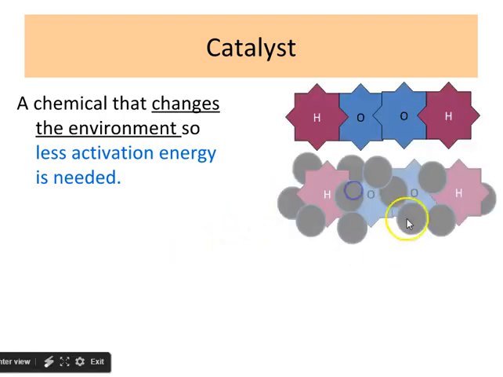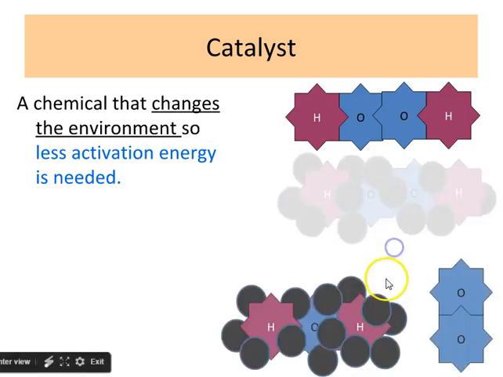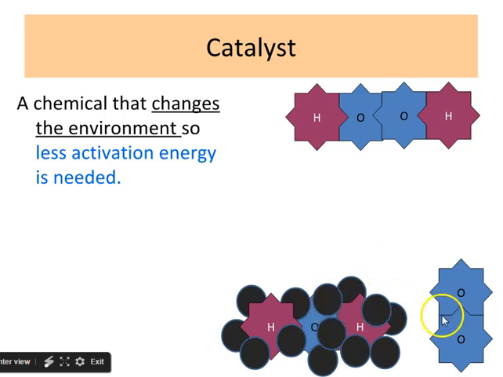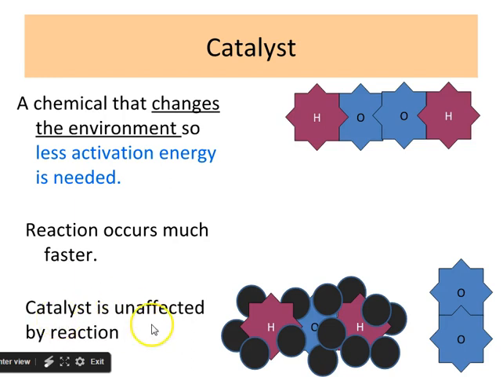Okay, we have a little picture here to show this. This is your molecule that wants to break apart. However, it would require a lot of energy to do that. But if the catalyst comes in here, represented by the black dots, the catalyst facilitates the breaking apart of the molecule. Okay, it changes the environment so it's easier for this to break apart. So when you're done, you're left with the catalyst still, and then you have your products. Okay, so a catalyst makes the reaction occur much faster, and it's unaffected by the reaction.